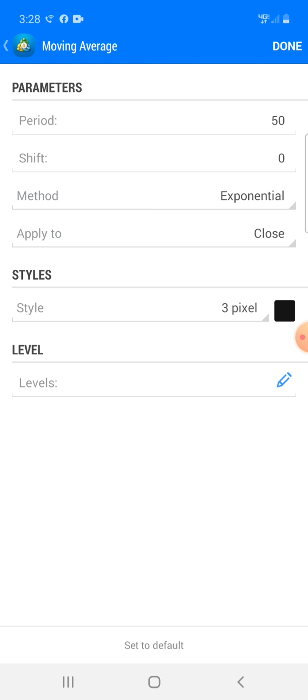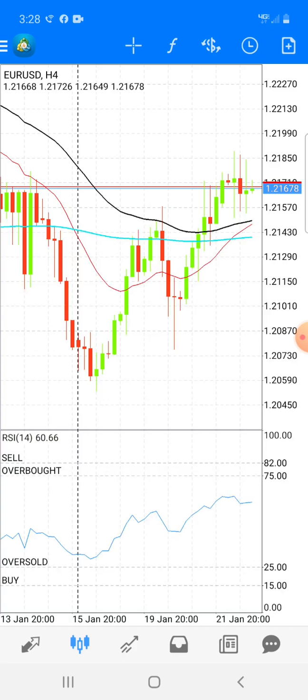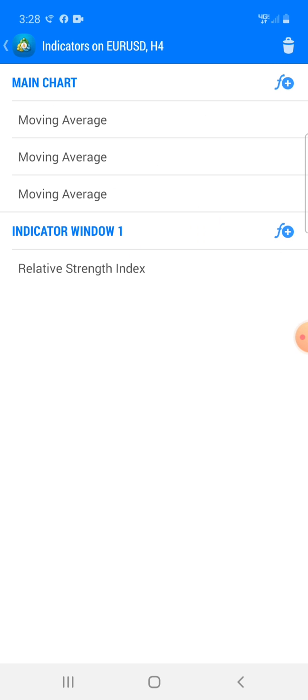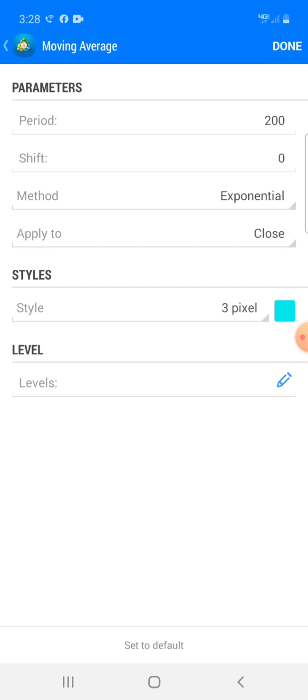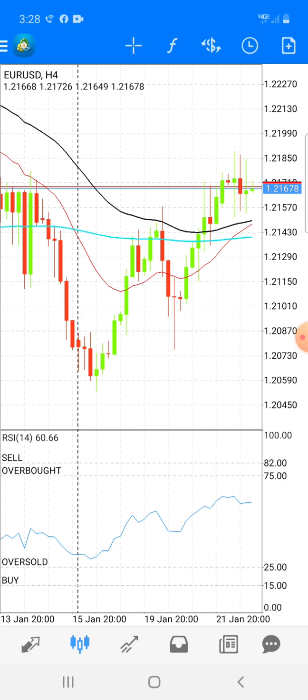Same thing here. The period is 50, exponential, and then I have mine as black, and then have one more, 200, exponential, and that is blue. Then you hit done. Okay. So that's how you get this killer strategy that I'm talking about.